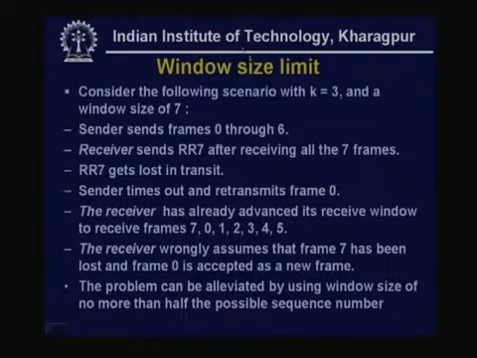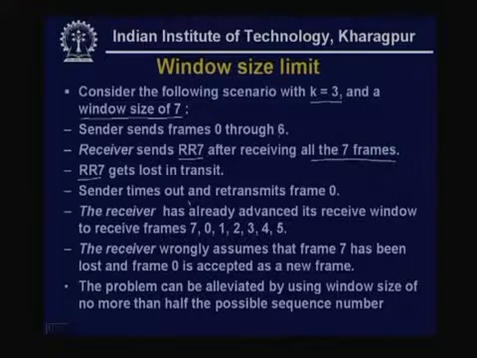And also it will require some limit on the window size. Let us consider the following scenario in case of selective repeat ARQ, assuming k is equal to 3, and let us assume the window size is same as go back N ARQ. Now, the sender sends frames starting from 0 to 6, one after the other. Receiver sends receive request 7, that means after receiving 6 it will send the receive request 7 after receiving all 7 frames. So, unfortunately RR7 gets lost in transit.